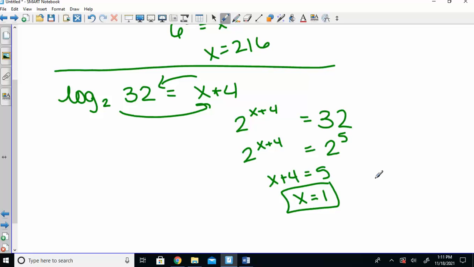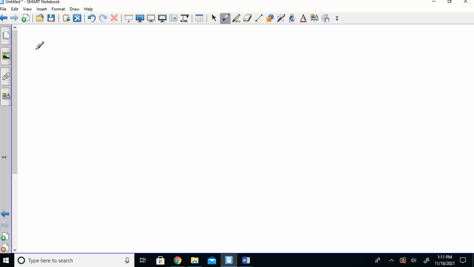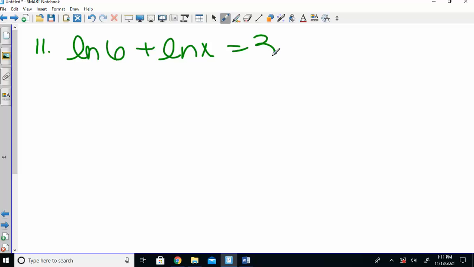What if... can you do something like 11? Yes, I was just looking for that one actually. So problem 11. We have the natural log of 6 plus the natural log of x equals 3. So this is like the step up from the last problem. So this time I have 2 logs. Now it's not a case where everything has a log.